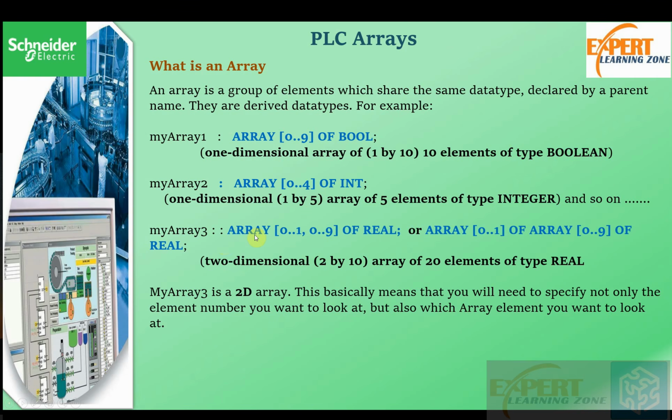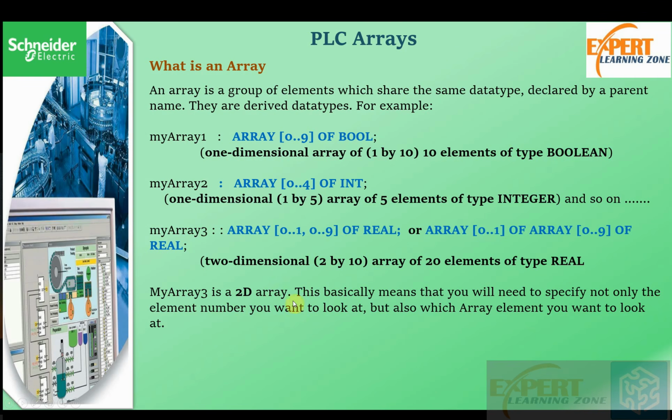And we can also have two-dimensional and even three-dimensional arrays. For a two-dimensional array, this is how they can be declared. And this is an array with 2 rows, 10 columns. So it's actually a 20 element array of type real. Here you have to specify the row and the column that the element belongs to, to access the element of the array.